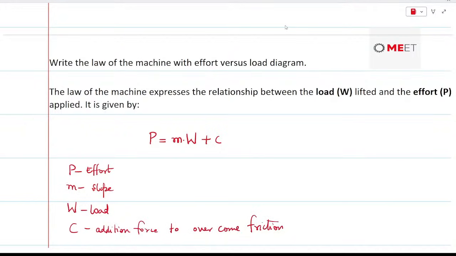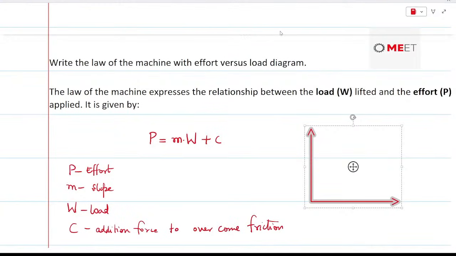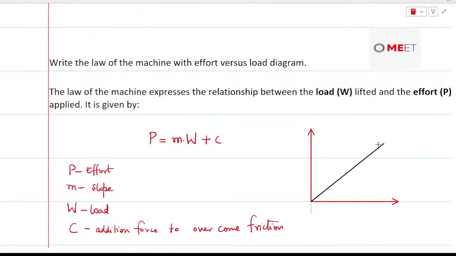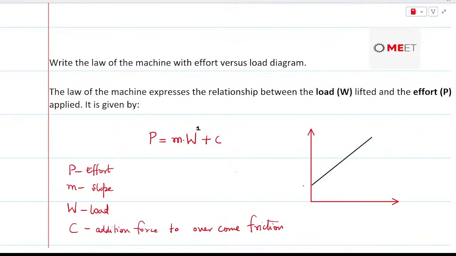Let me just show you the load versus effort diagram. So let's say this is the X and Y axis, and on this the load and effort relationship is a straight line. But here there is an intercept present, that is C is the Y intercept. So the load line would be starting from here. This height is C, and this will be the load versus effort diagram.